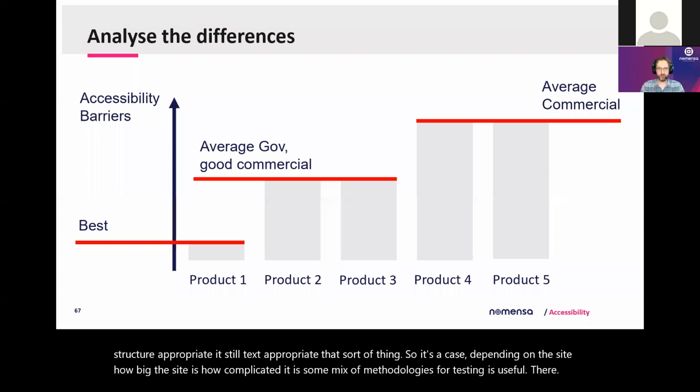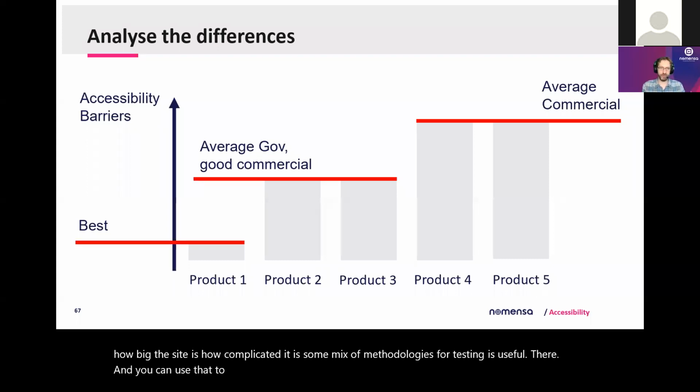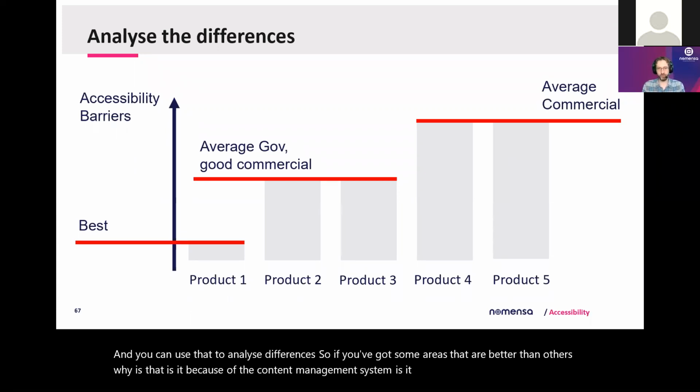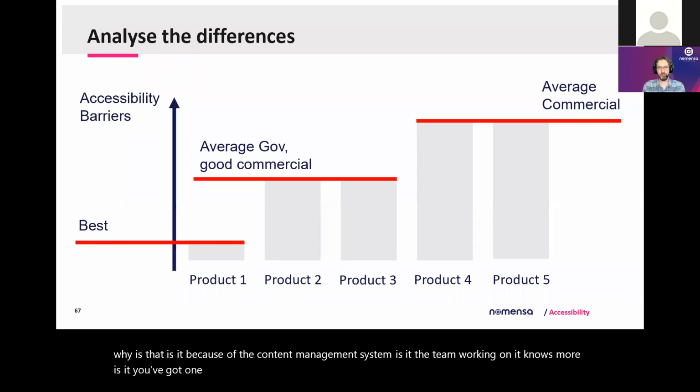And you can use that to analyze differences. So if you've got some areas that are better than others, why is that? Is it because of the content management system? Is it the team working on it knows more? Is it you've got one really hotshot developer who's very good at accessibility? What is it, and how can you get the other products to improve?